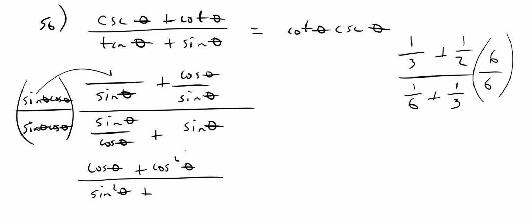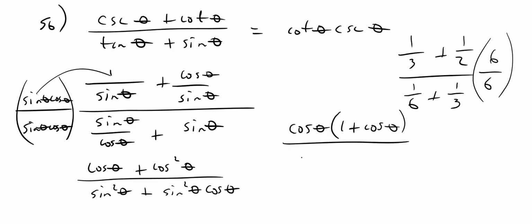And on the bottom, I multiply, I get sine squared of theta times cosine of theta. All right, so that actually is a little cleaner now. I'm going to factor some stuff out of here. So top, I'm going to factor a cosine of theta out of here. So I get 1 plus cosine theta. And on the bottom, I'm going to factor out a sine squared of theta. And that gives me 1 plus cosine theta.